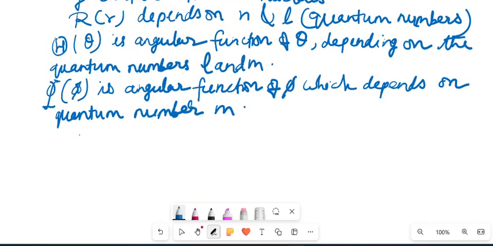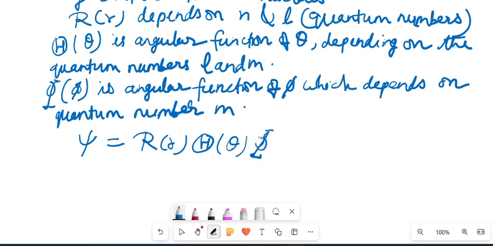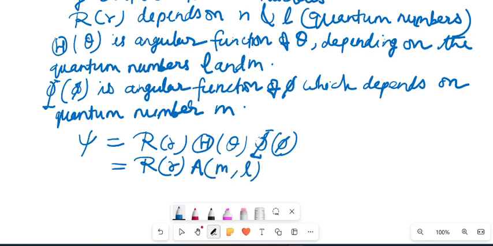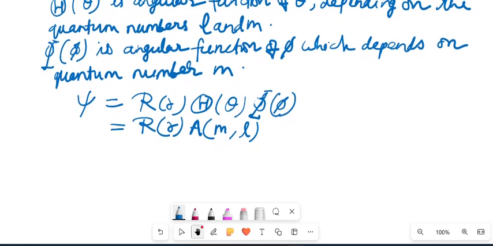Now the equation for psi can be written as R(r) theta(theta) phi(phi). We can write it in terms of a radial part and an angular part. The radial part is a function of r, and the angular part is a function of m and l, where these two are the quantum numbers.